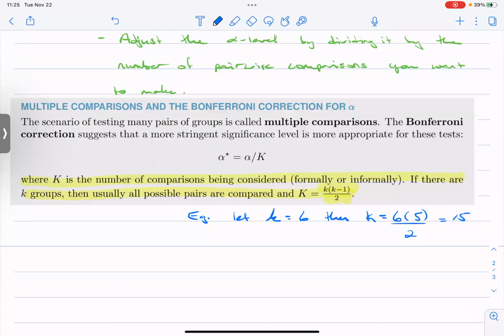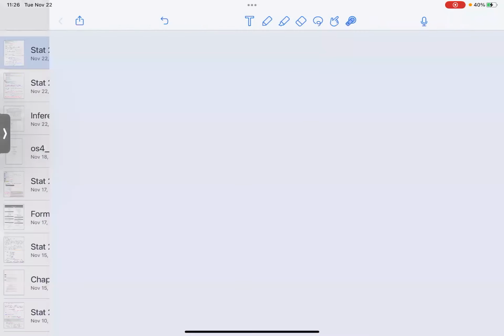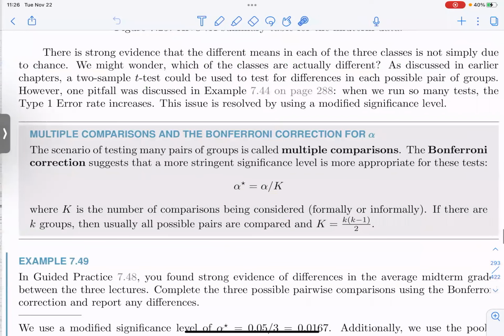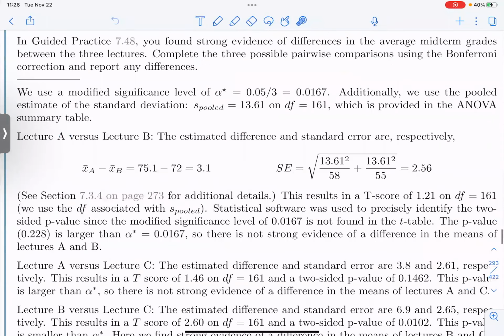What happens then? That means that it's going to be harder to reject H0. It's going to be harder to say that there are significant differences between these two groups, and that's a good thing. But what can happen is, dun, dun, dun, dun, dun.